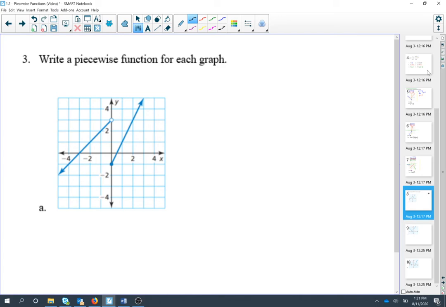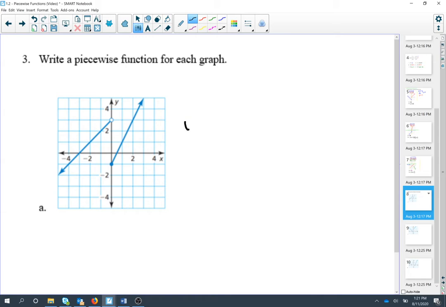Okay, everybody, last but not least, number 3, we're going to write a piecewise function for each graph. So letter A, now I've given you the graph and you have to actually write the function. So first of all, you can start with y equals, you can start with f of x equals, you can start with g of x equals.